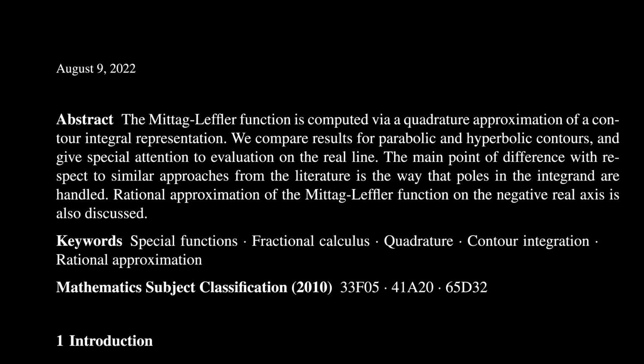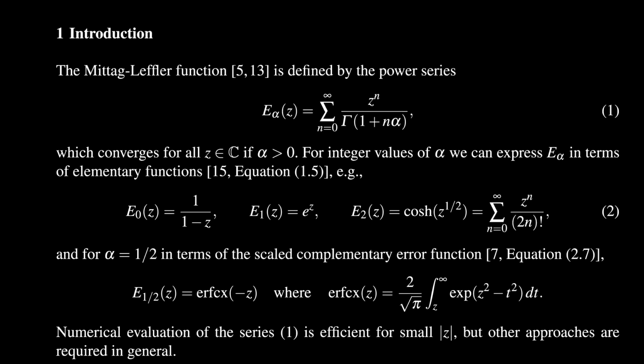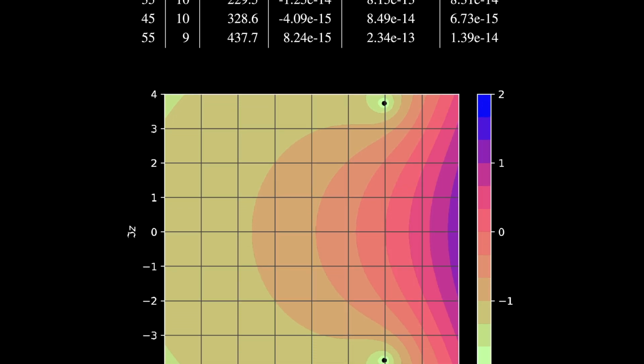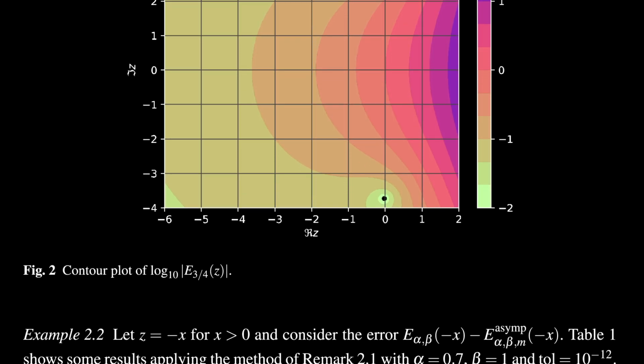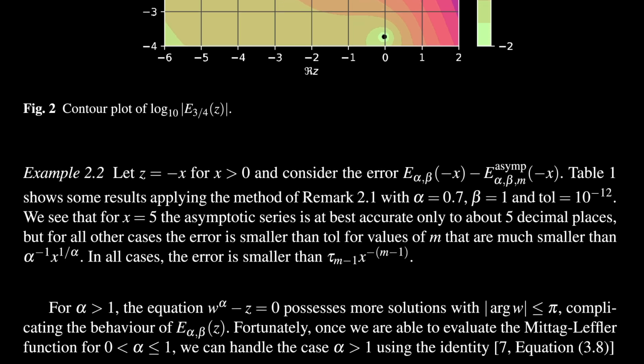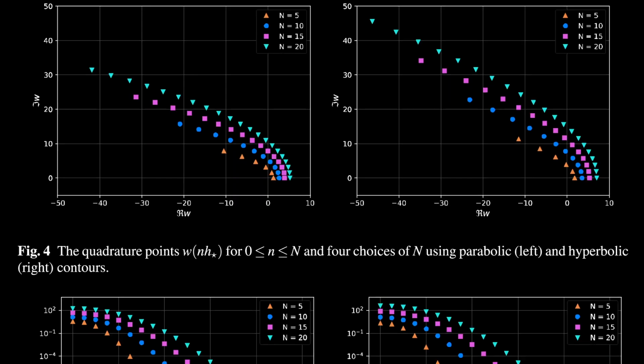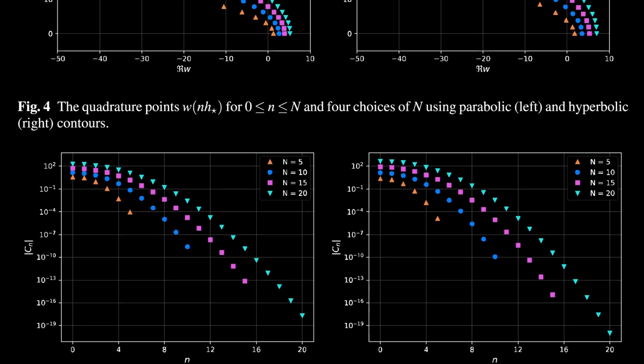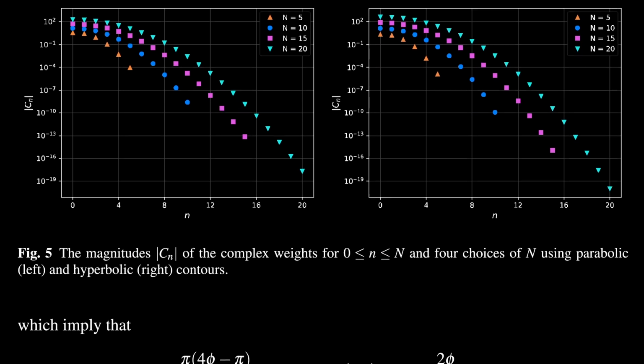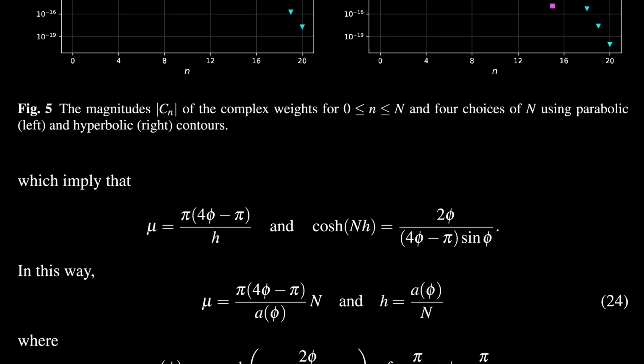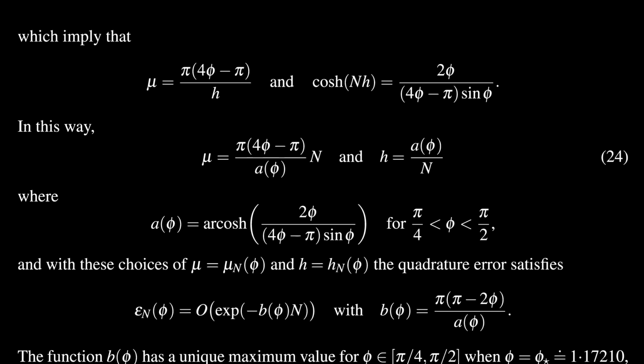One method is quadrature approximation of contour integral representations. This method involves computing the Mittag-Leffler function via a quadrature approximation of a contour integral representation. Comparisons between parabolic and hyperbolic contours have been made with special attention to evaluation on the real line. Handling poles in the integrand is a key aspect of this approach.